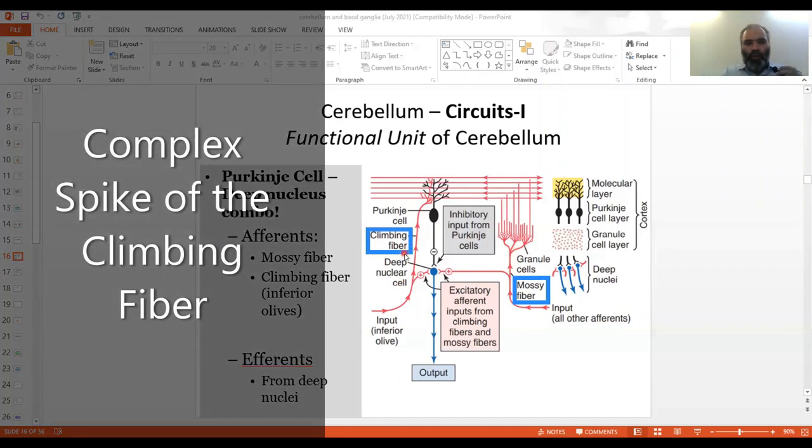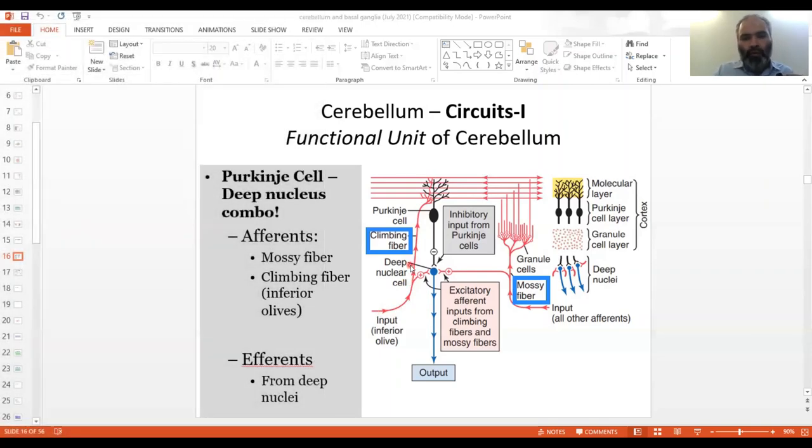Now, what happens if you stimulate this climbing fiber once? It will stimulate the deep nucleus because of this branch here. That's not the dramatic part. The dramatic and peculiar action potential, called the complex spike, is what happens here. Per stimulation of the climbing fiber, initially, the action potential that is generated inside the cortex, on top of the Purkinje cells, is strong.